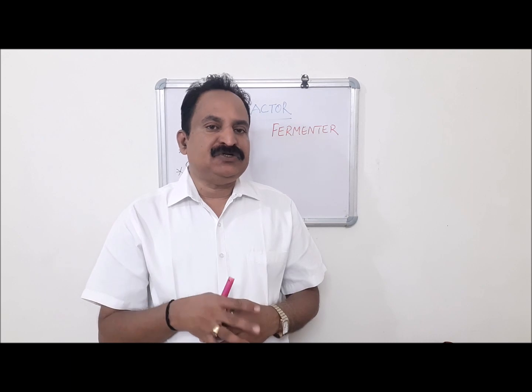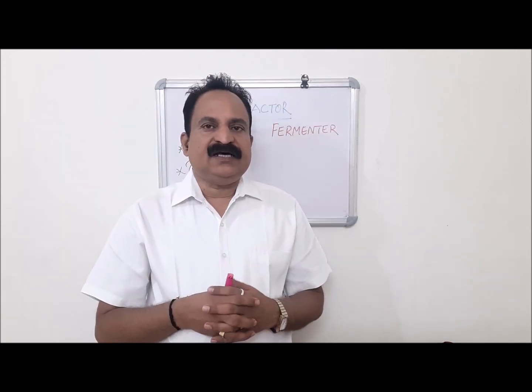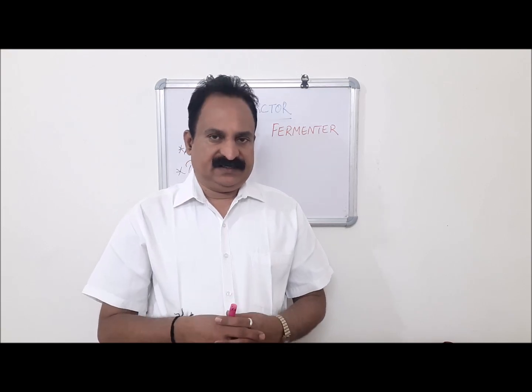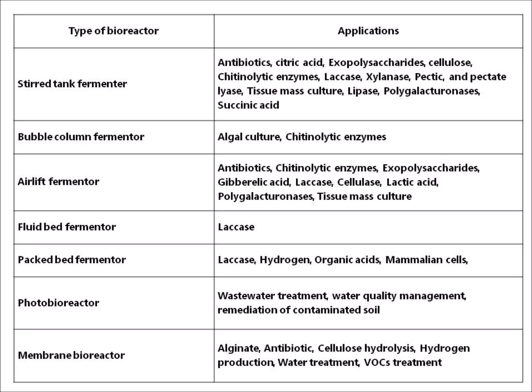Next is application of bioreactor. Bioreactors are used for the production of biomass, metabolites and antibiotics. This table shows the type of bioreactors and applications. Stirred tank fermenters are used for the production of antibiotics, citric acid, exopolysaccharides, cellulose, chitinolytic enzymes, lactase, alanase, pectinase and pectate lyase, tissue mass culture, lipase, polygalacturonases and succinic acid.